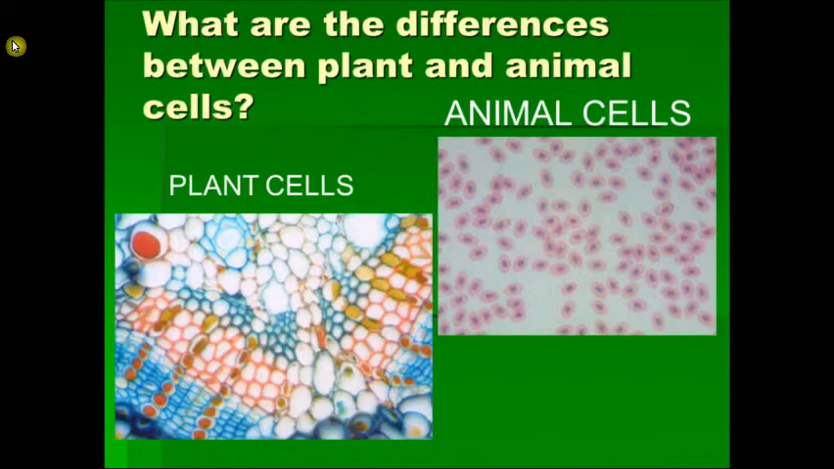Now, of course, there's a difference between the plant and animal cell. And in our notes and on the sheet that you have, really there are two organelles that are different for the animal and then two that are different for the plants. And we'll talk about those as we go through.